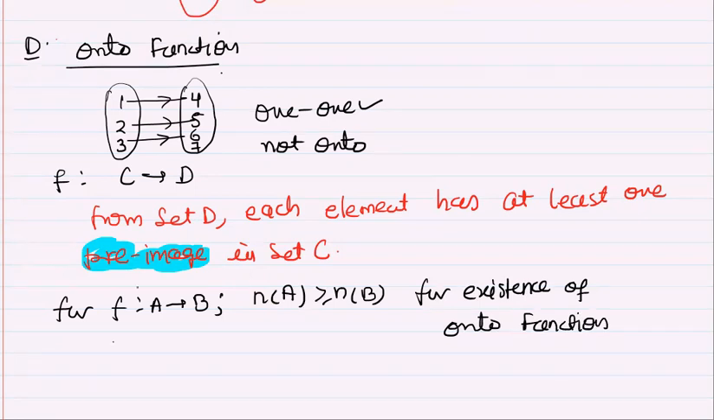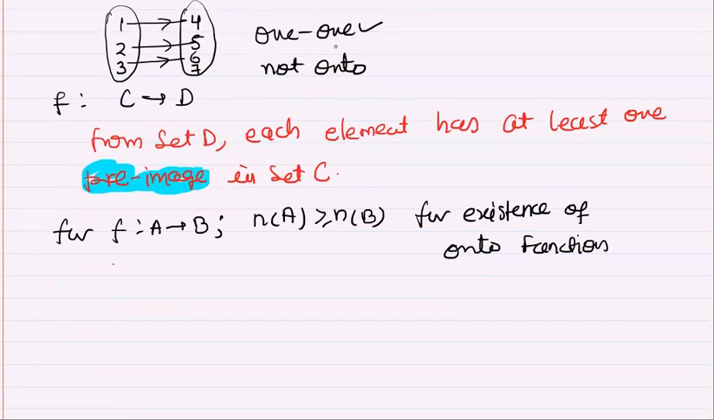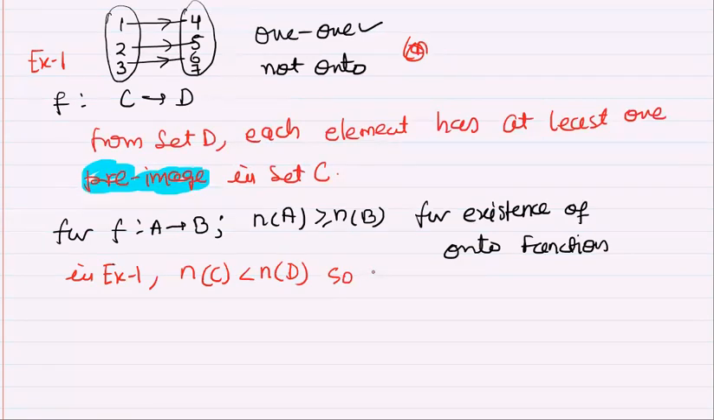Why is it so? So we will see. Here, like you can see, this is example one. In example one, you can clearly see that n(C) is less than n(D), so it cannot be an onto function.